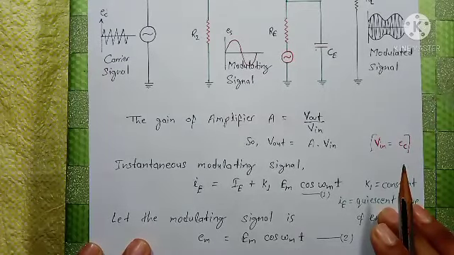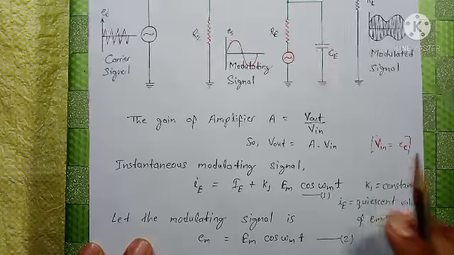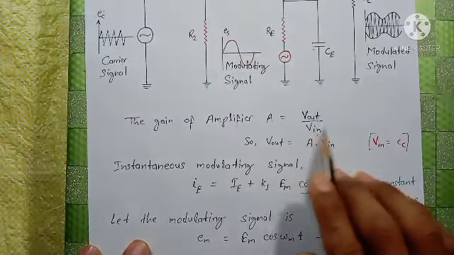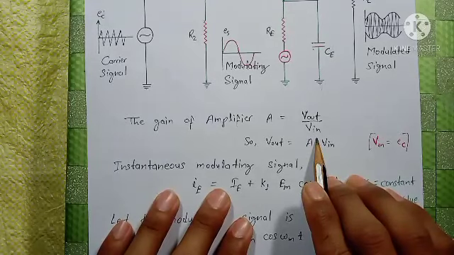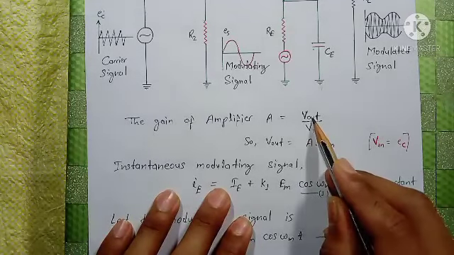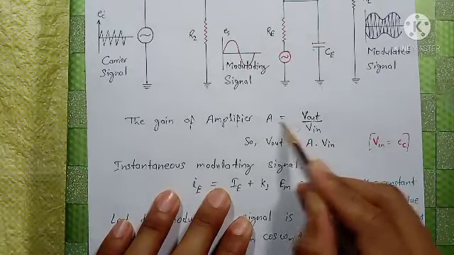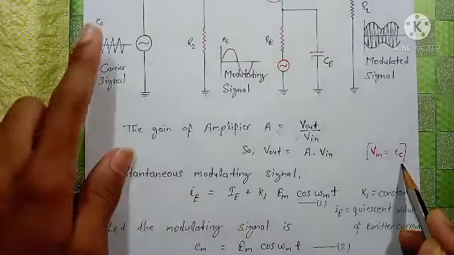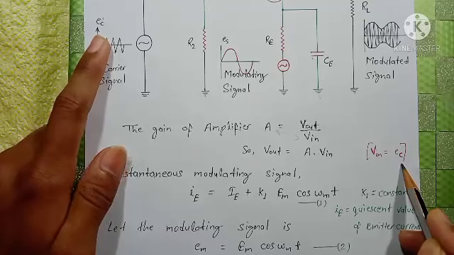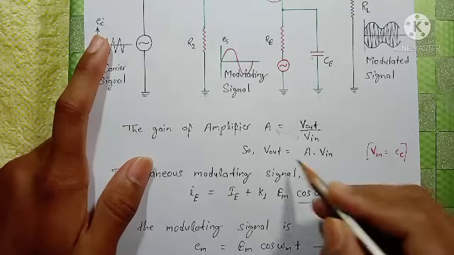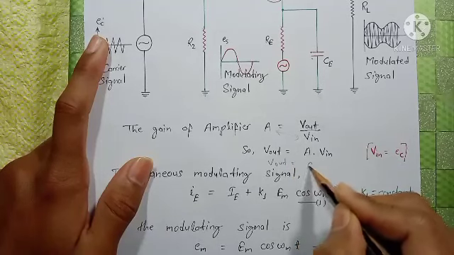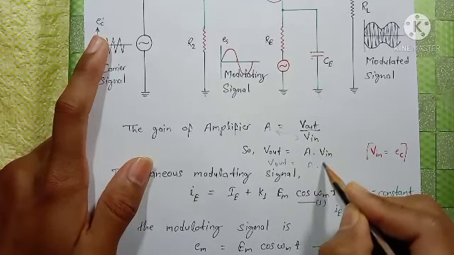here we see the gain of the amplifier A is equal to Vout divided by Vin. So the value of Vout is equal to A into Vin, and here Vin is equal to Ec. So we will write Vout is equal to A into Ec.